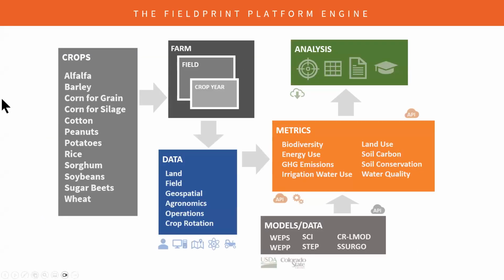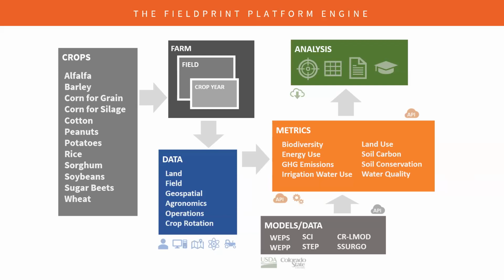This is how the data flows. We have basically an engine in the background. We have all the crops. Data starts at the crop year, so a mix of field and crop for a single year. Growers can build farms, whatever unit they prefer. We collect data on the agronomics and the operations and the crop rotation, and then we use a lot of geospatial data to be able to calculate the metrics.